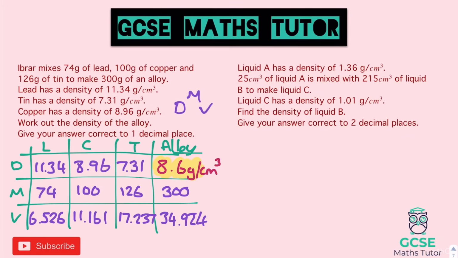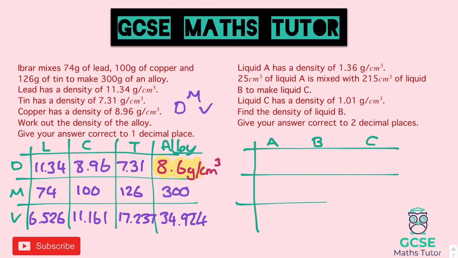We have got A and B being mixed together to make liquid C. So let's draw a little table. A, B, C. And let's have a look and see what we've got. Density, mass, volume.